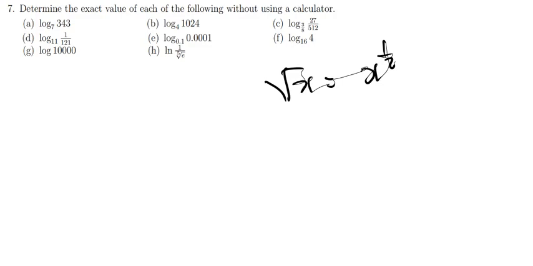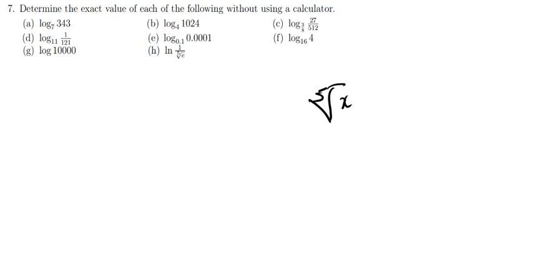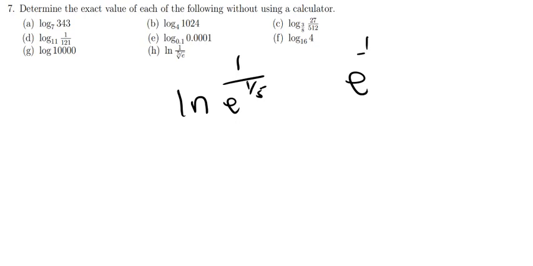So here what I'm going to do is this. The fifth root of x is the same as x to the power 1 over 5. So I can change this to ln of e raised to the power 1 over 5, because e to the power 1 over 5 is the same as the fifth root of e. Now, since there is 1 on top there, to get rid of this 1, I can put a negative. So it's going to be ln e to the power negative 1 over 5.